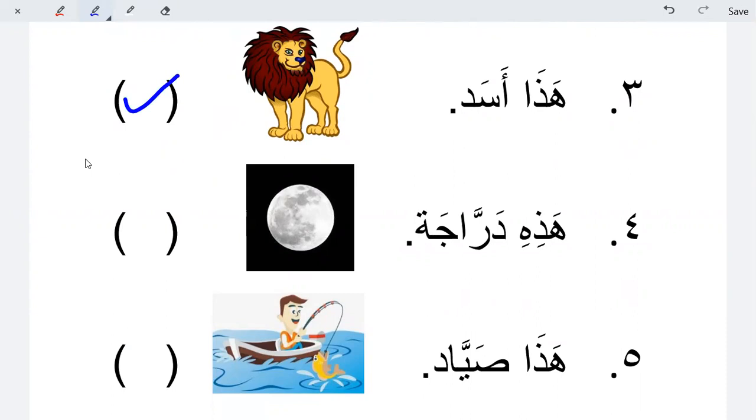Hazihi Daraja. This is a bicycle. Wrong. Good. Haza Sayyad. This is a hunter. Correct. Good.